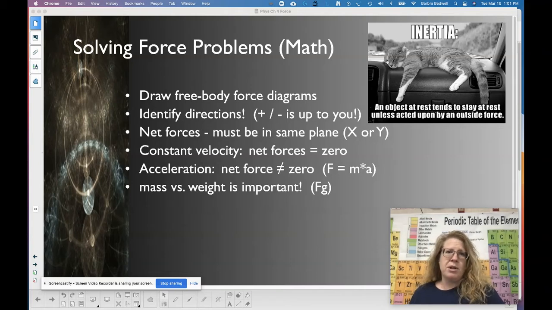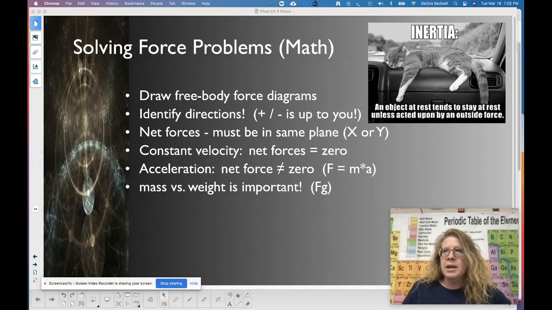It's also important to make sure that we're talking about net forces, and drawing that free body diagram helps you identify which pairs of forces are actually going the same direction. When we're combining forces, you're only combining forces that are in the same plane. So either both X forces or both Y forces, but you don't combine X and Y, not yet. That's chapter 5.